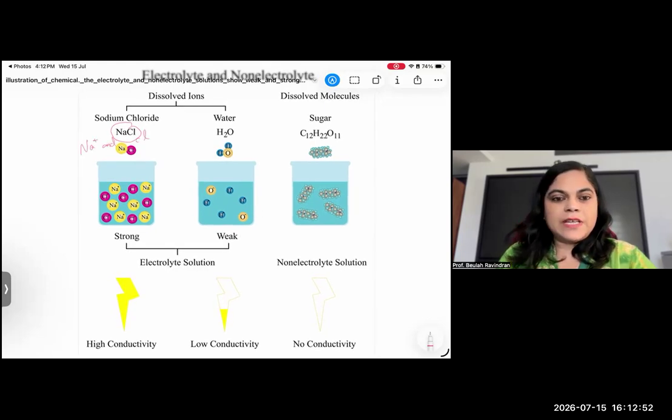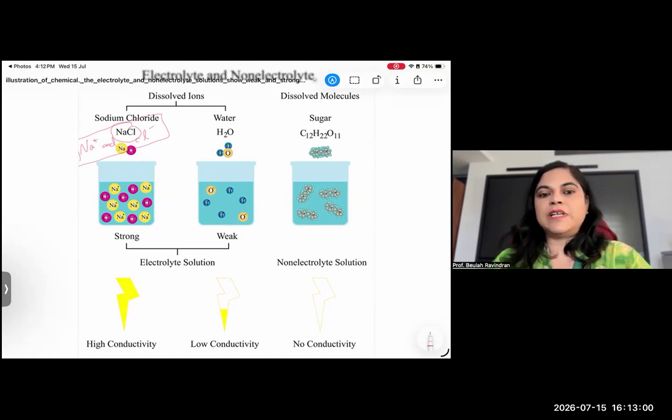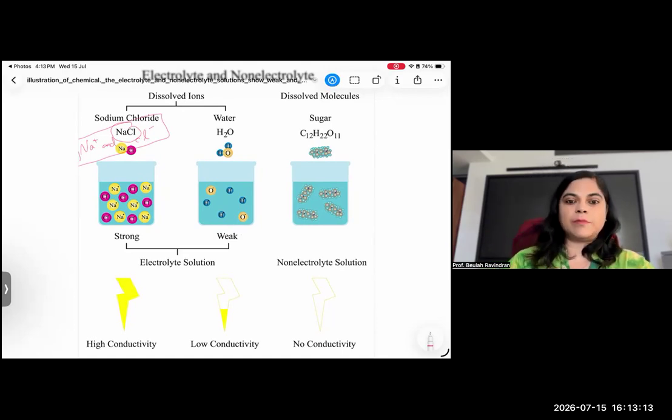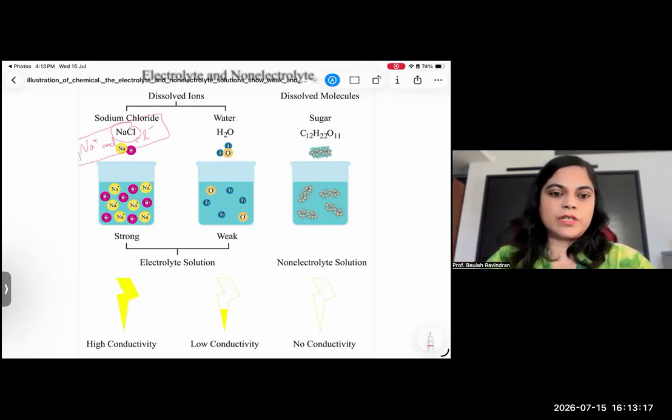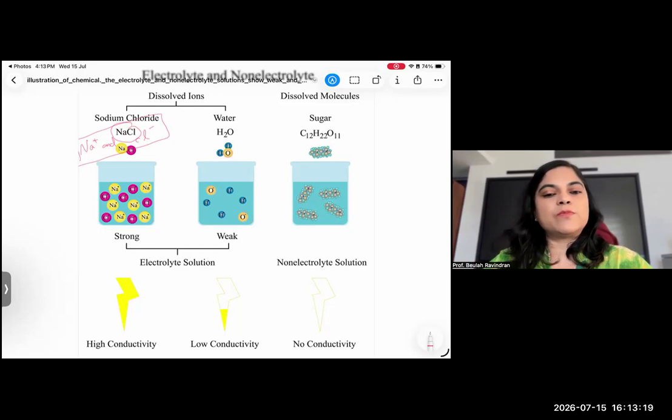For example, we can say the table salt is with ionic bonding, so transfer of electrons takes place. Basically, the water molecules break these ionic bonds apart when salt dissolves. So this is what is happening, and the separated ions roam freely. We can say they are moving freely throughout the solution.